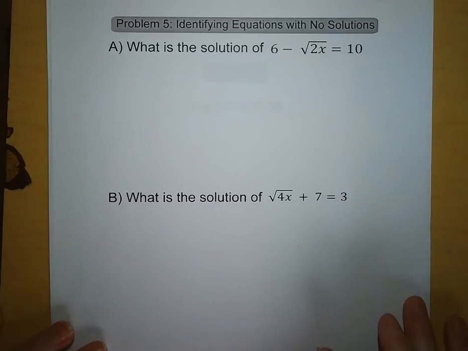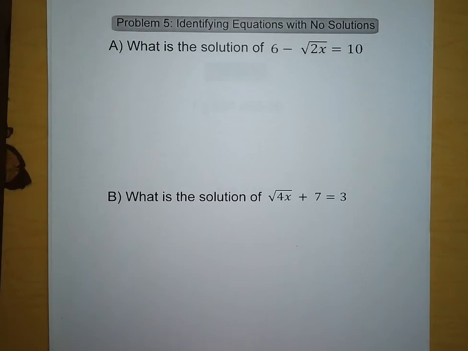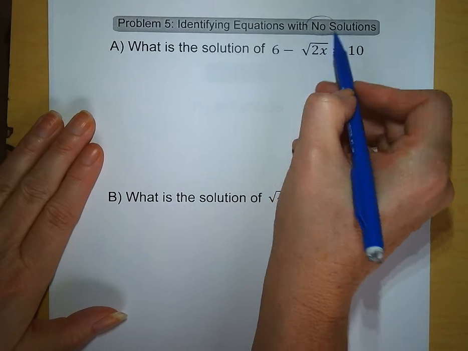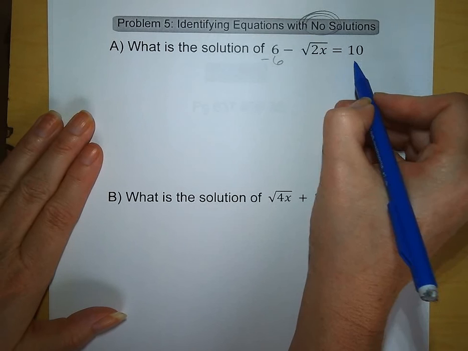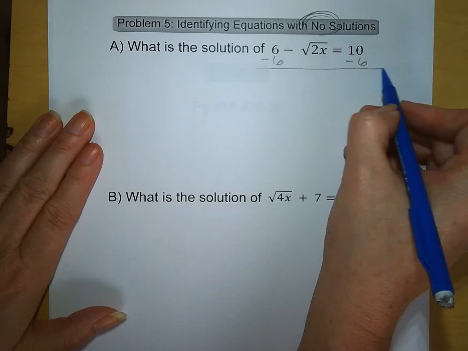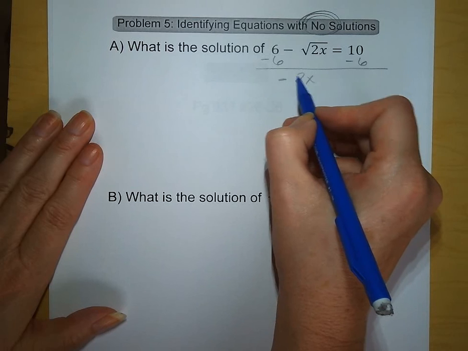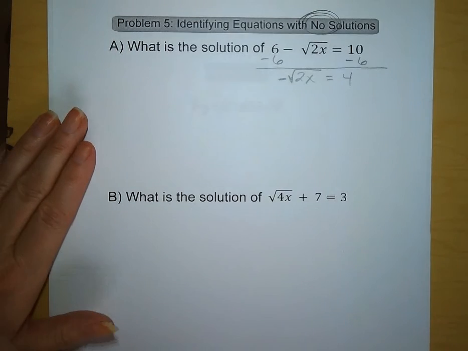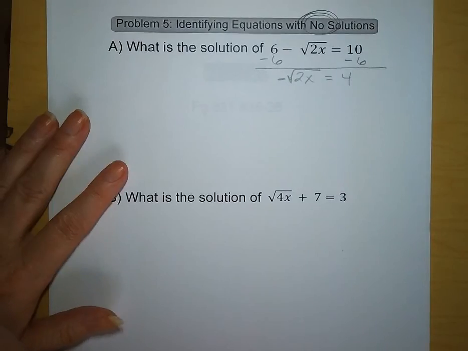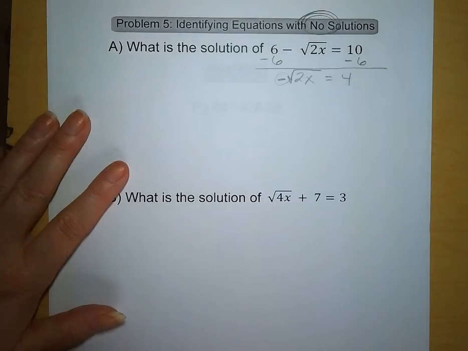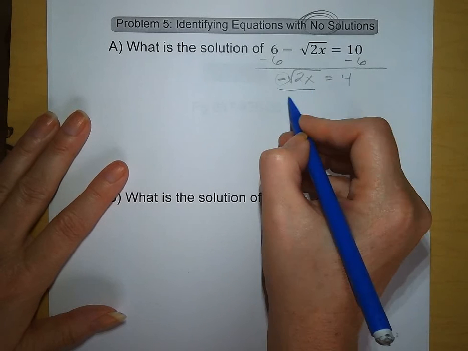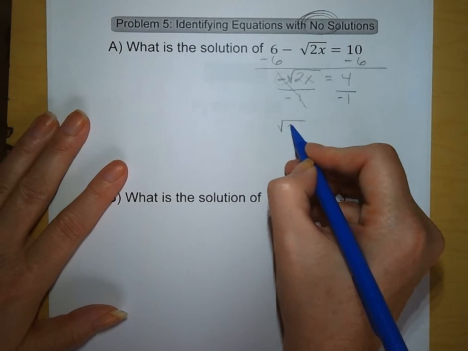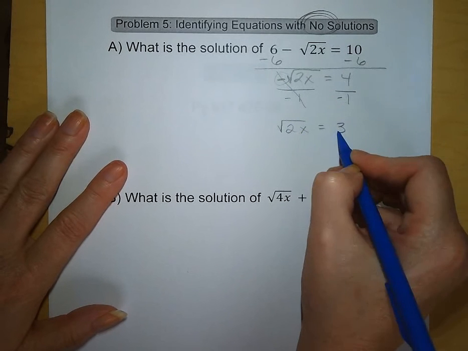All right, problem number 5, we are going to identify equations that have no solutions to them. So let's start off. We need to get the radical all by itself, so we're going to subtract 6 from both sides of the equation. We've got the opposite of the square root of 2x is equal to 4. Is that radical all by itself yet? It is not, so we need to divide by negative 1. So the square root of 2x is equal to negative 4.